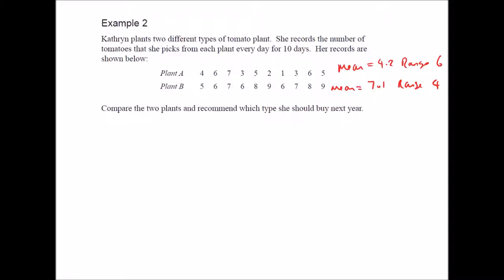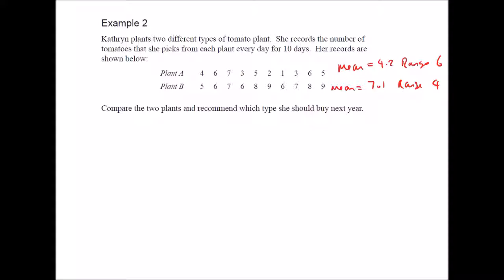So now let's talk about what that tells us. Well, the one with the higher mean produces more tomatoes. So, based on the means, she should buy plant B. She gets 7.1 tomatoes per day compared to 4.2. So definitely plant B is the best one. But not only that, because the range is smaller, you are getting a consistently good crop every day. Plant A varies more and is more extreme. You get some good days and you get some bad days, but plant B is consistently close to that mean of 7.1. So definitely plant B is the one to recommend.